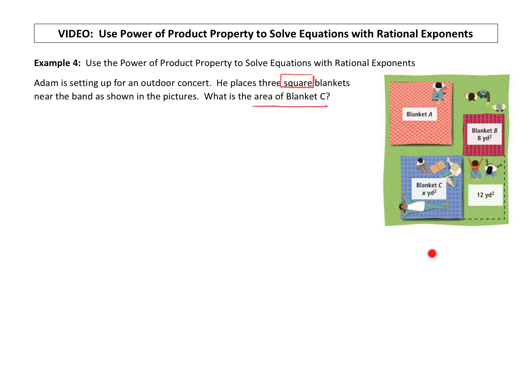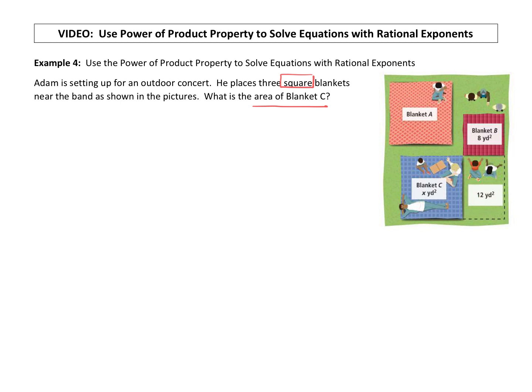So here's our picture over here. We've got our blanket A, blanket B, blanket C. We don't know anything about blanket A, and that's actually okay. That's not gonna come into play to answer this question. Blanket C, because it's a square, we know that we multiply one side by the other side, so one side times itself gives us a total area of X. And then we know that blanket B has a total area of 8. And then this square patch right here has a total area of 12.